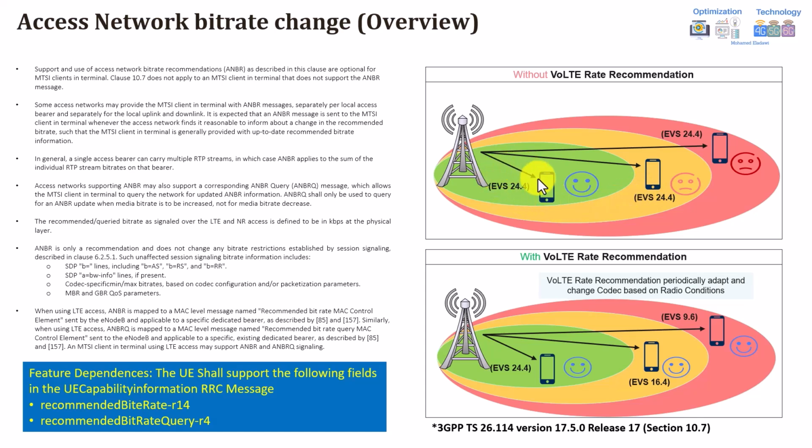In this case, the user now starts moving to a bad radio condition. Still, he's using the same codec rate, which is a very high codec rate, sending with a high bit rate and high samples. So the user is going to a bad radio condition but still using a high codec rate, and this can result in packet loss or even a call drop. Now the user moves again to a worse radio condition, to the very edge, and the codec rate is still the same. So this feature is supposed to do that.